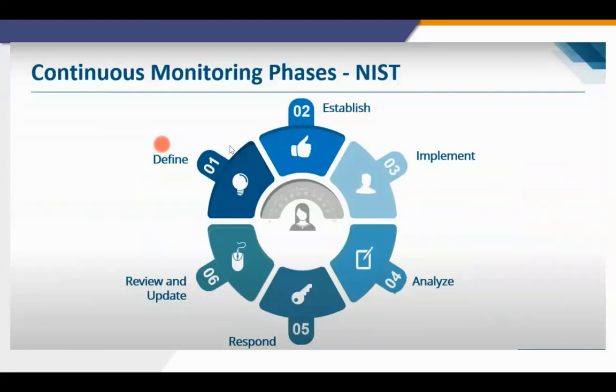Now we are going to learn about the continuous monitoring phases. We have 6 types of continuous monitoring phases. The first one is define, the second one is establish, the third one is implement, the fourth one is analyze, the fifth one is respond, and the last one is review and update.